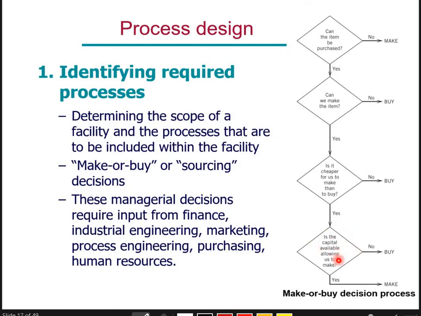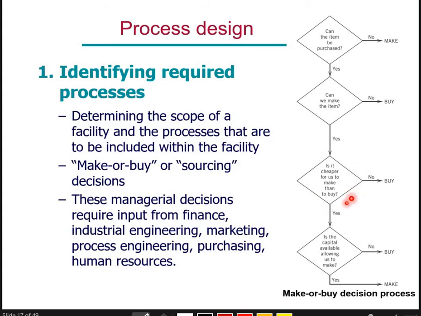Is that capital or capital that you have satisfactory to produce it? If the answer is no, of course, you will buy it still. If the answer is yes, then you will make it. So this is a very simple process to decide on whether to buy or make the product.